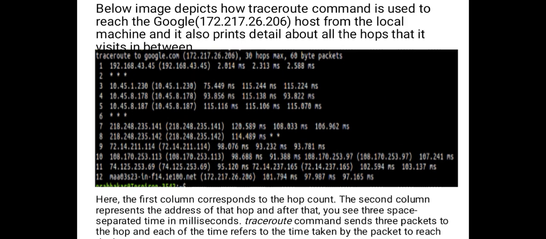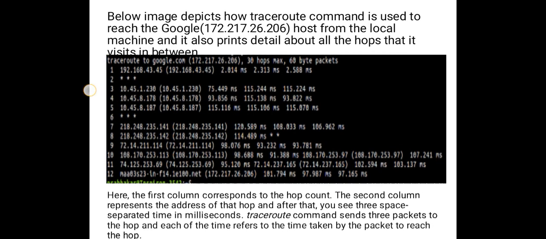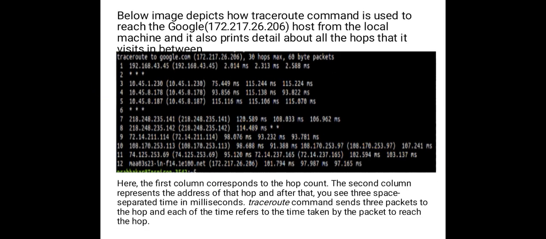The traceroute command sends three packets to that hop, and each of the times refers to the time taken by the packet to reach the hop. It indicates how much time it will take for the packet to reach up to that hop. So you will get an idea how much time it will require to get our data to the server, or to that terminal, or to an in-between hop.